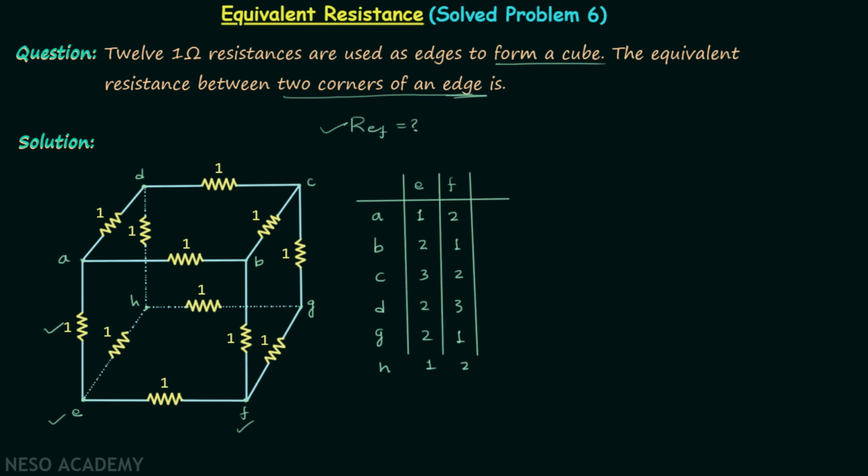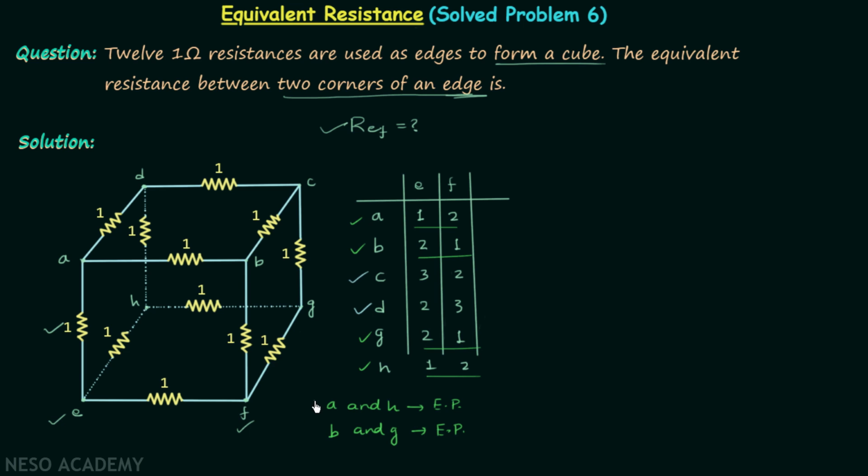After this, we will compare the values we have obtained. For A and for H, we have 1, 2. Therefore, A and H are symmetrical and are equipotential points. And for B and G, we have 2, 1. Therefore, B and G are symmetrical and are equipotential points. And the remaining 2 points C and D are not equipotential with any other point.